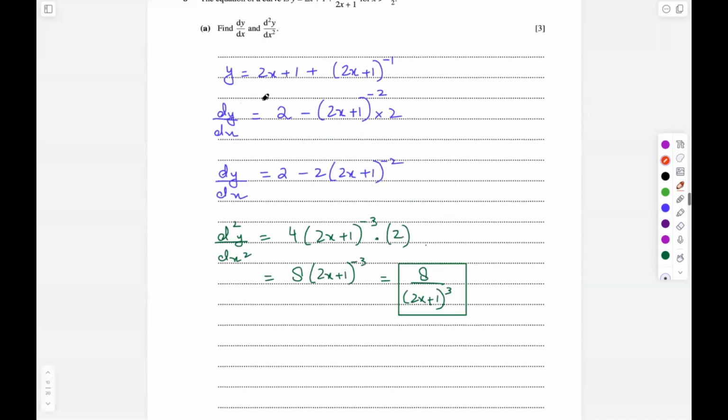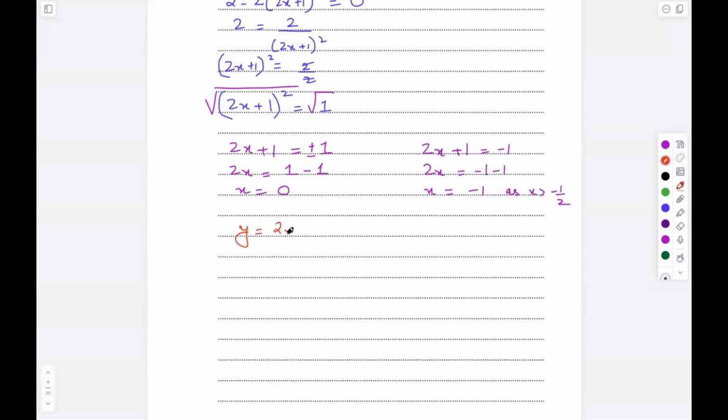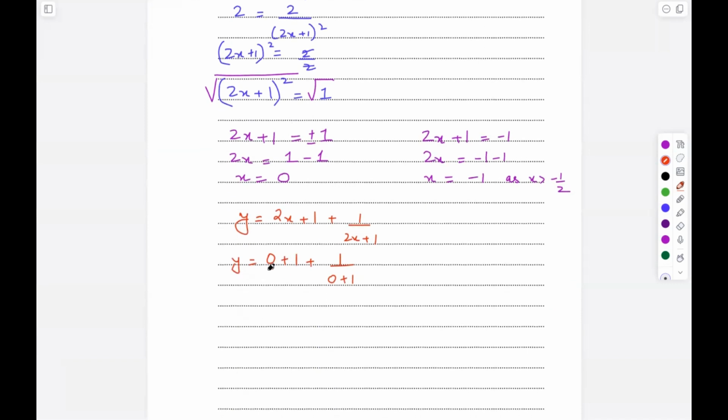So the equation of the curve was given as y equals 2x plus 1 upon 2x plus 1. Substituting 0 over here, we'll get 0 plus 1 plus 1 upon 0 plus 1. So the y coordinate will be equal to 2, as this will become y equals 1 plus 1 upon 1. So the coordinates of the stationary point are (0, 2).